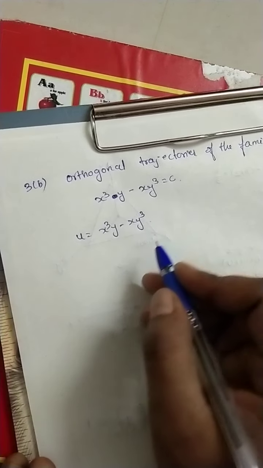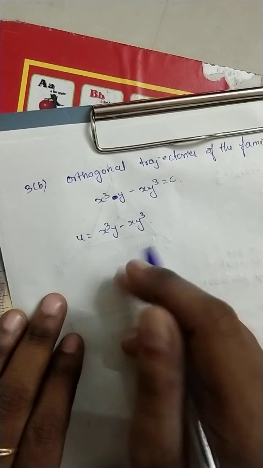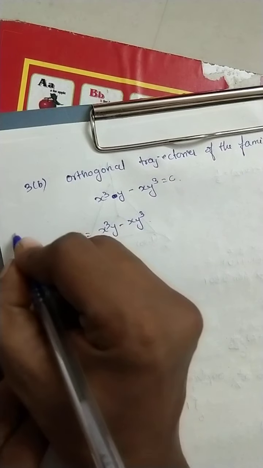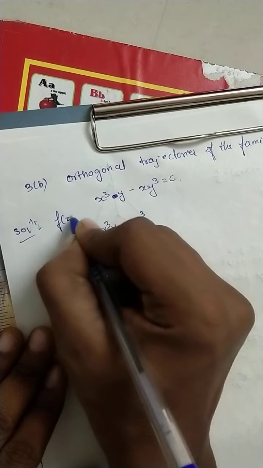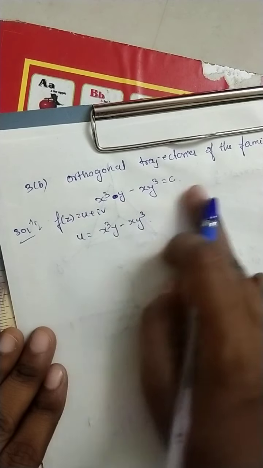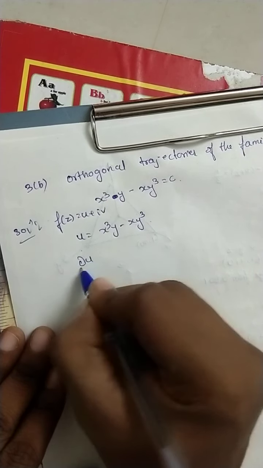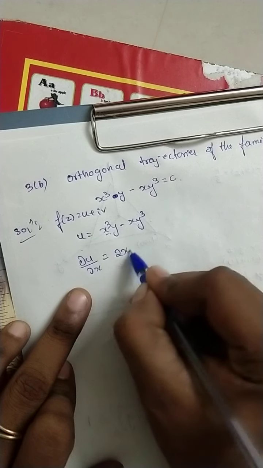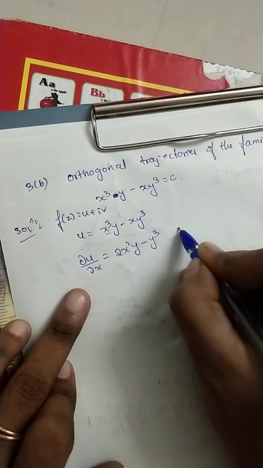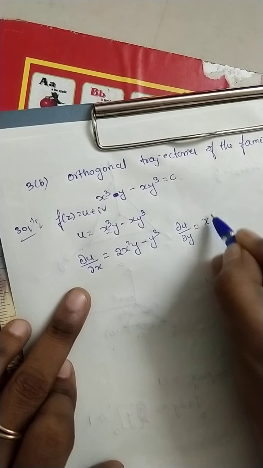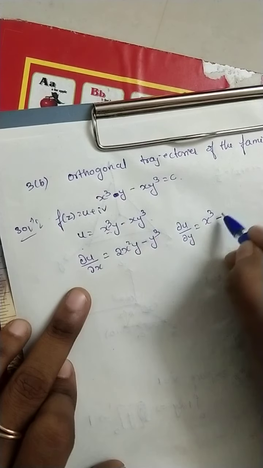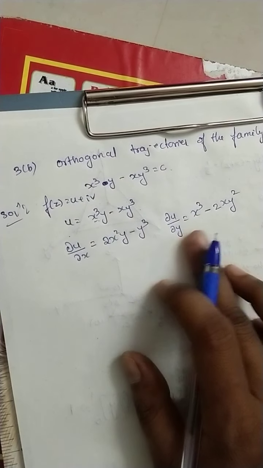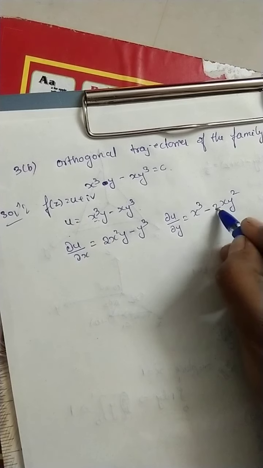So let's start solving. They have given u. This is a real part, so we consider it as u, the real part of f of z. So the solution: f of z is equal to u plus i v. We have considered the given equation as u. Now we have to differentiate u with respect to x as well as y. When you differentiate with respect to x, we get 3x square y minus y cube. When you differentiate with respect to y, we get x cube minus 3 times x y square. So this is our differentiation.